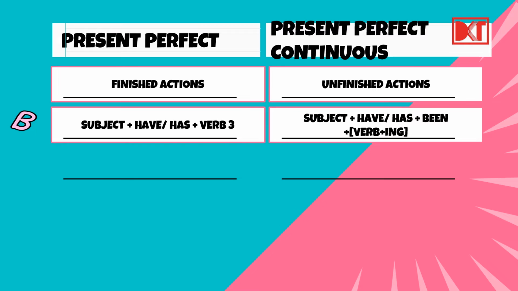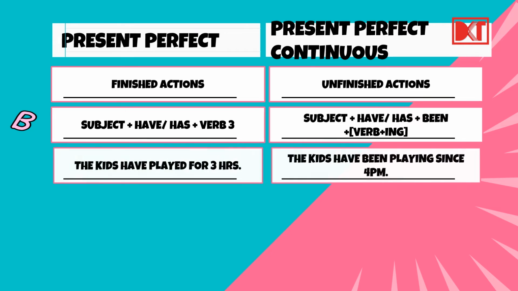Alright, now we have present perfect and present perfect continuous. We did present simple and present continuous. Now present perfect and present perfect continuous. When are they used? Present perfect is used when we're talking about any action which is finished. Like here, we're talking about it in the present and it has just finished. Like the kids have played for 3 hours.